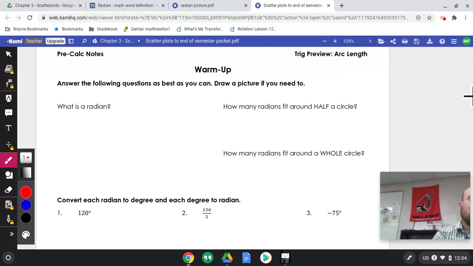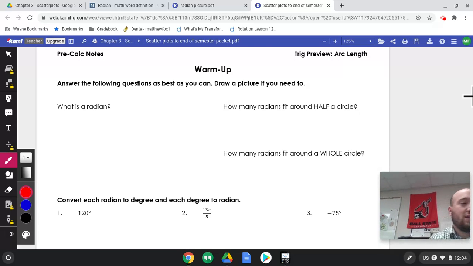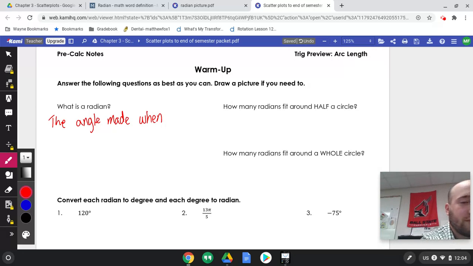Now, what is a radian? We already talked about this in our last class, but hopefully you remember. It is the angle formed, or the angle made, when the radius is wrapped around the circle. And I'll show you once again a visual. When the radius is wrapped around that circle, it forms an angle.